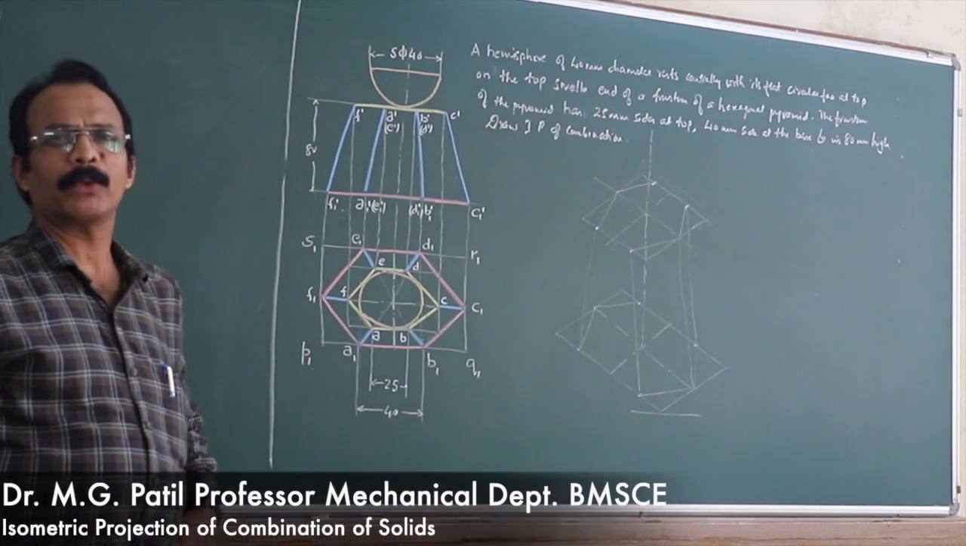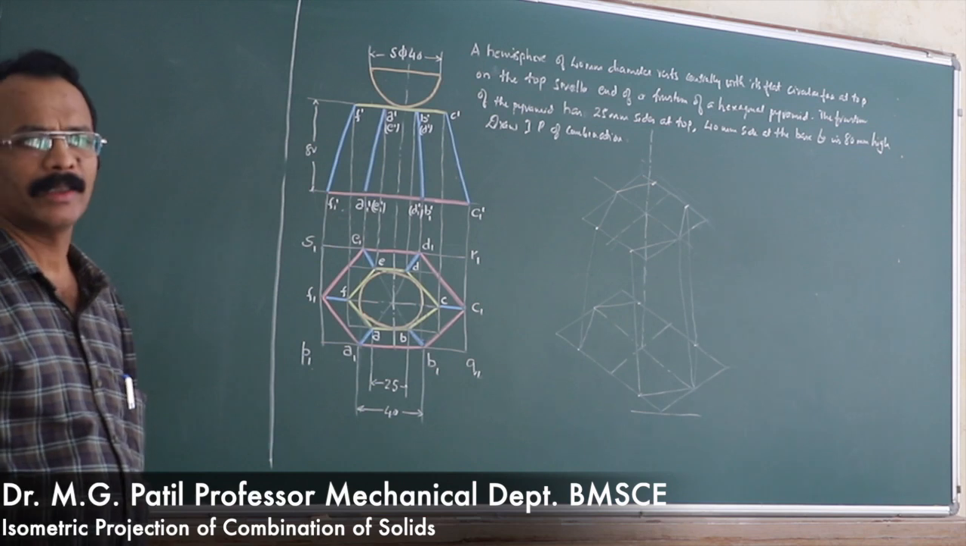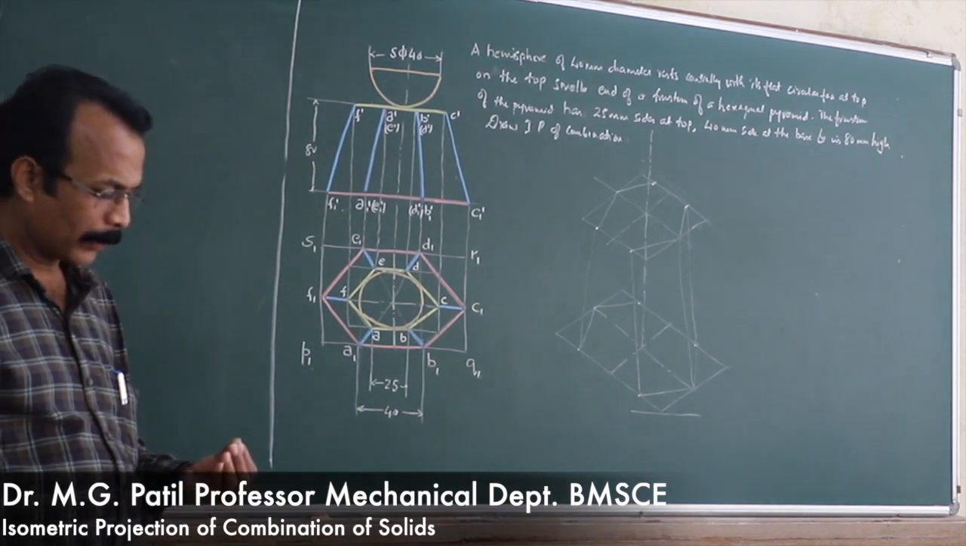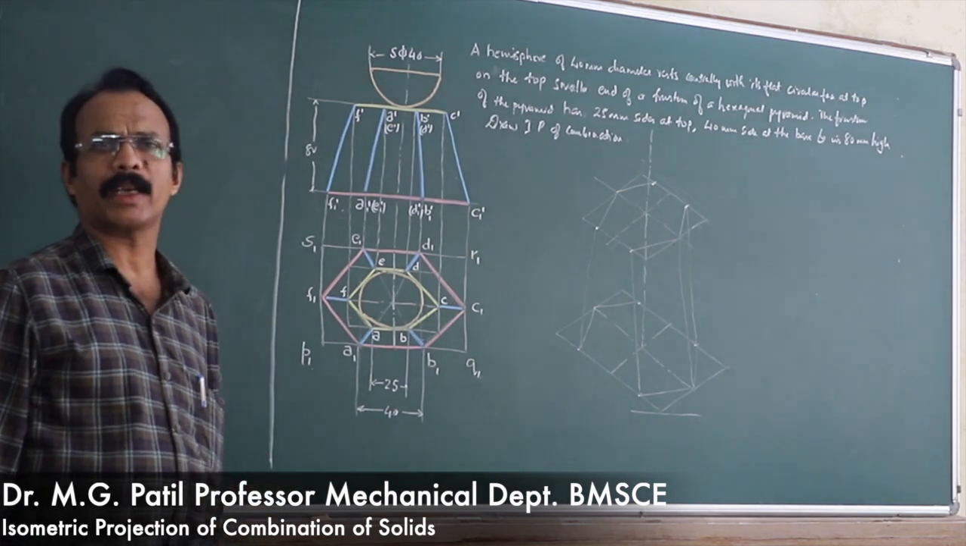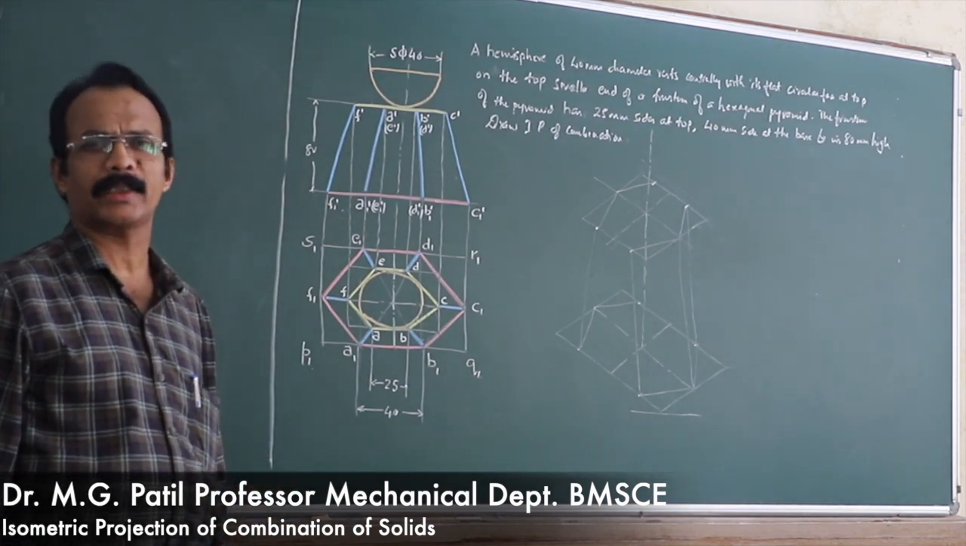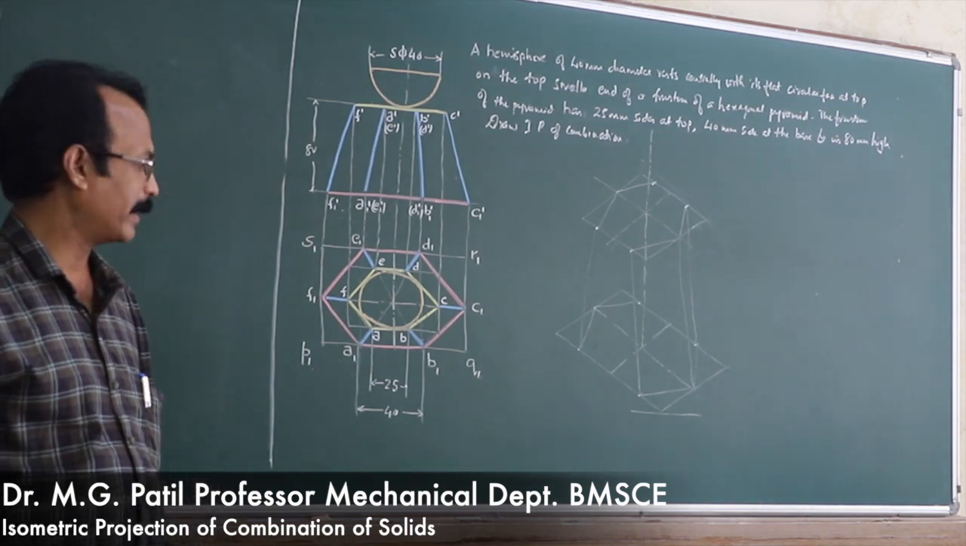I welcome you to the third session of this isometric projection topic. In the previous session, we covered the individual solids like prism, pyramid, cone, cylinder, like that.